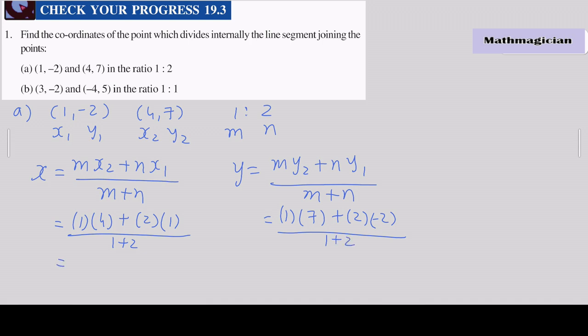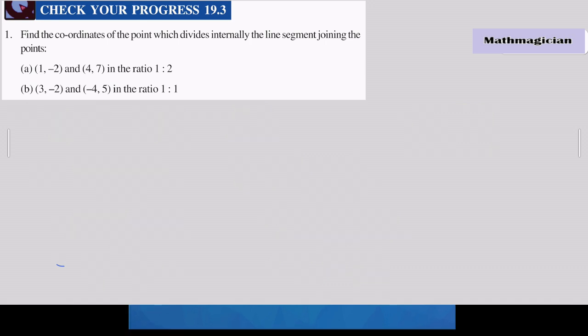Let's write the answer. 4 ones are 4, 4 plus 2 upon 3. Here 7 ones are 7 plus 2 into negative 2, that gives negative 4. So 7 plus minus 4 upon 3. This gives us the answer 6 upon 3, that is equal to 2. This gives us the answer 7 minus 4, 3 upon 3. So the answer is 1. So our section point is (2, 1). This is our final answer.